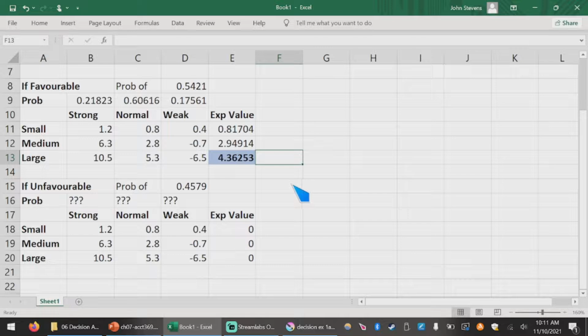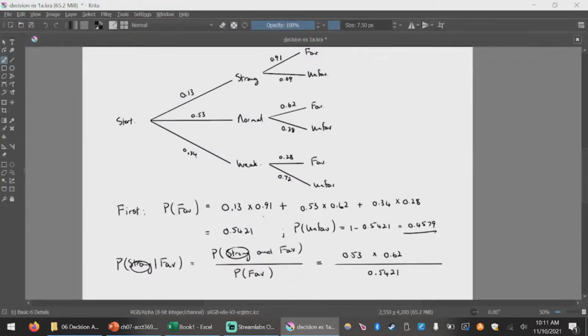Now we simply have to do the same thing for unfavorable, which can sometimes happen with a reasonably large probability. I don't know what the market survey is going to say. I'm going to react differently depending on what it says. So I want to see, if it says unfavorable, how am I going to behave? How am I going to decide things? What am I going to do? So I do the same thing, except my condition is when it's unfavorable.